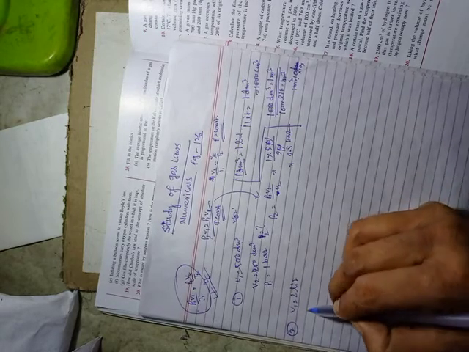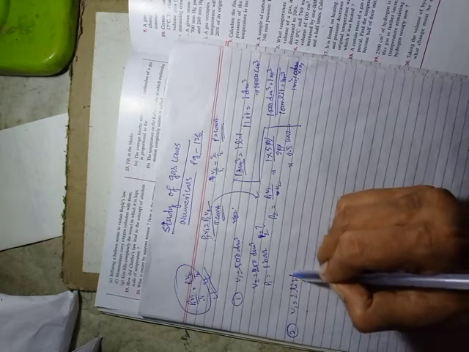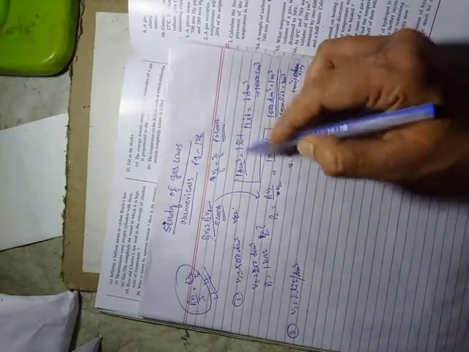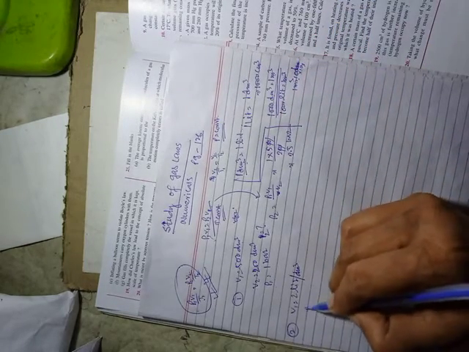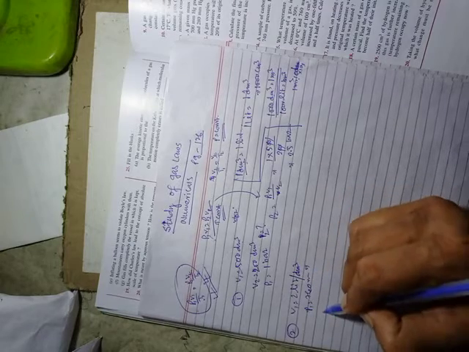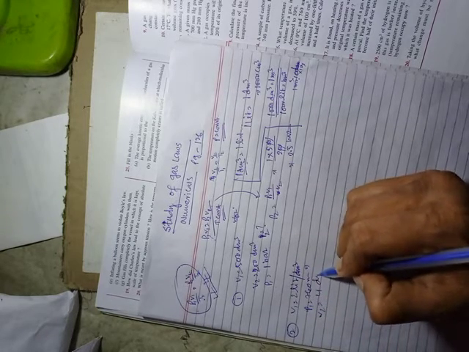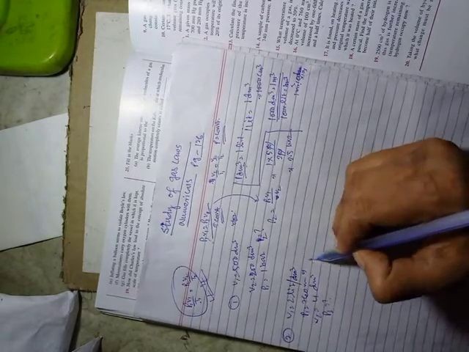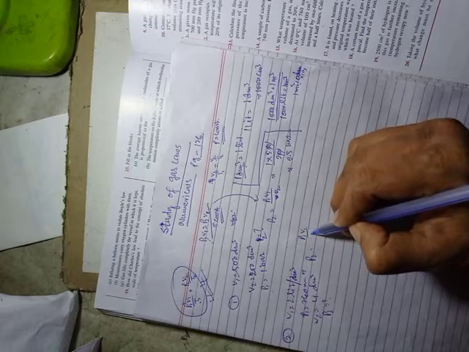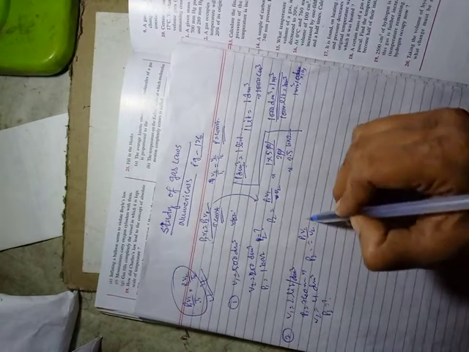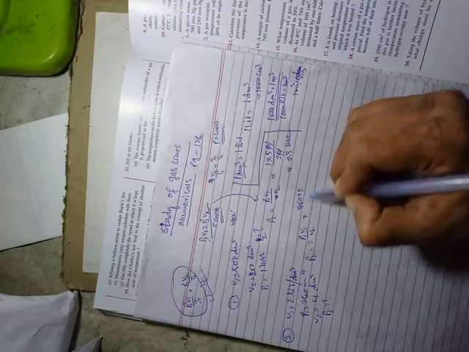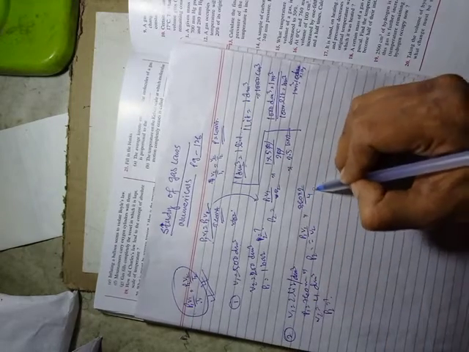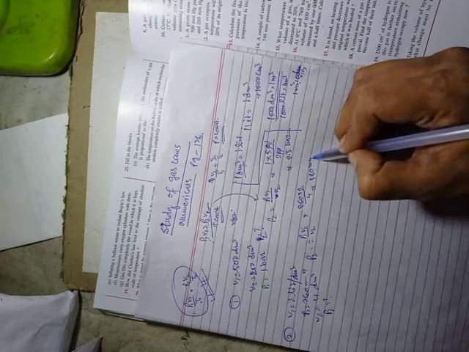So V1 is 2 liter, or 2 decimeter cube, as 1 liter is equal to 1 decimeter cube. P1 is given as 760 mm of Hg, V2 is given as 4 decimeter cube, and P2 you need to calculate. So P2 you can calculate by using P1 V1 by V2. Put the values here: P1 760 into V1 2 by 4, that means 380 mm of Hg. Similarly students, move to question number 3.